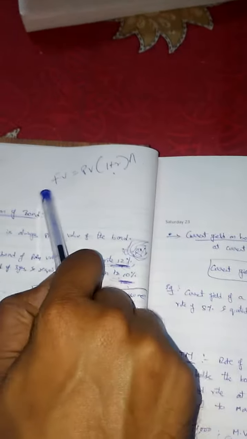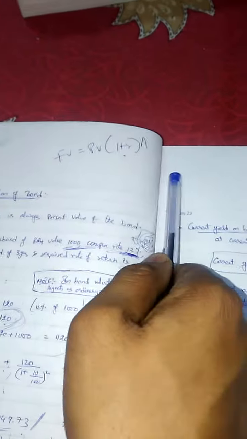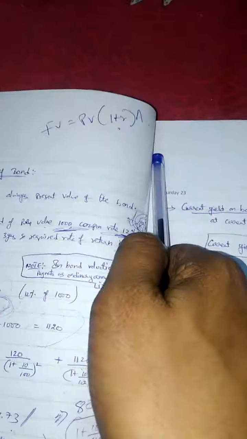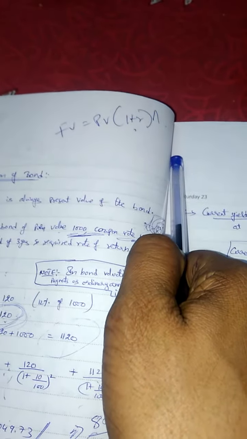No need to remember all those formulas. Only one formula always: future value is equal to present value into (1 plus R) whole power n. This holds good for annuities. This holds good for bond valuation. The same formula holds good for capital budgeting also. That will be our next topic which we'll be discussing.